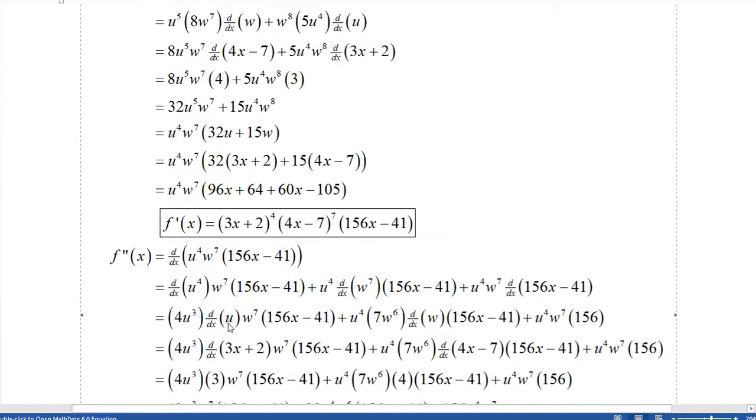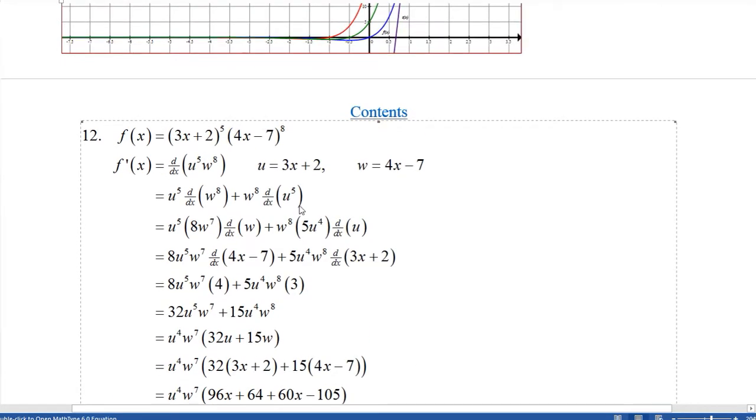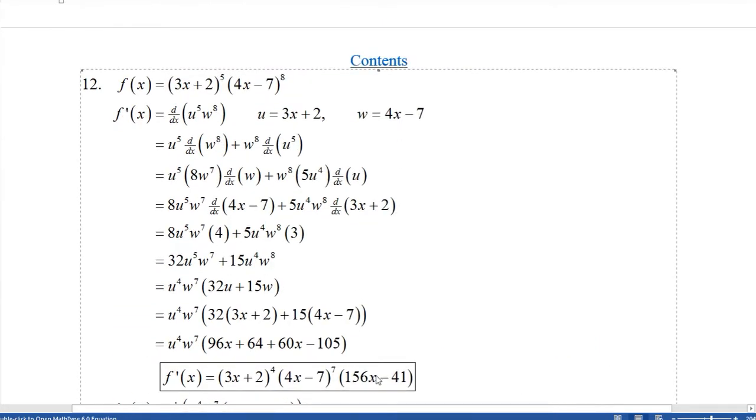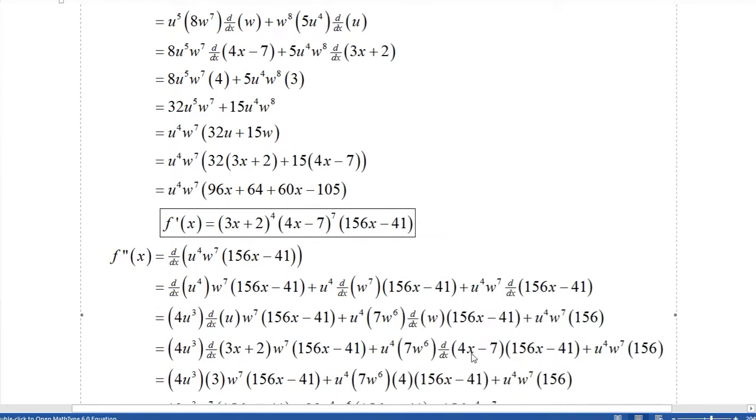Alright, let's see if we can clean some stuff up here. U is, make sure you got this right, 3x plus 2. Good. And w is 4x minus 7. So that goes in here and here, because those are the parts we have to take the derivative of still. The derivative of 3x plus 2 is 3. The derivative of 4x minus 7 is 4. Alright, so we're down to this point. We've done all the derivatives. Now we just have to clean it up a bit.